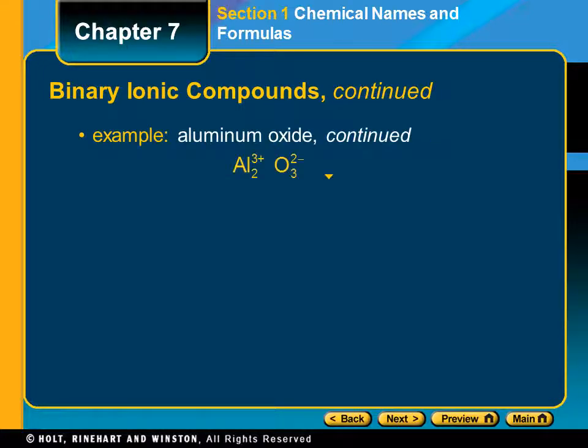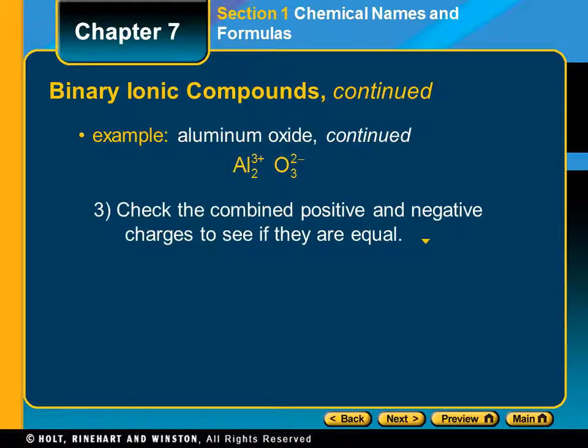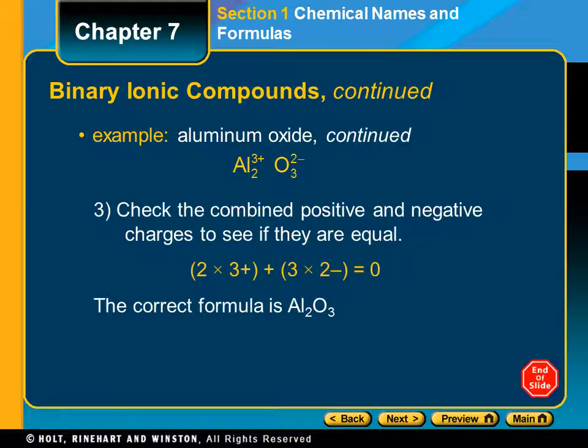When you do that, you check the combined positive and negative charges to see if they're equal. Well, if you have 2 aluminums and they each have a +3 charge, that's +6. If you have 3 oxygens and they each have a -2 charge, that's -6. So they're equal. They cancel. So that's your correct formula for aluminum oxide, Al2O3.